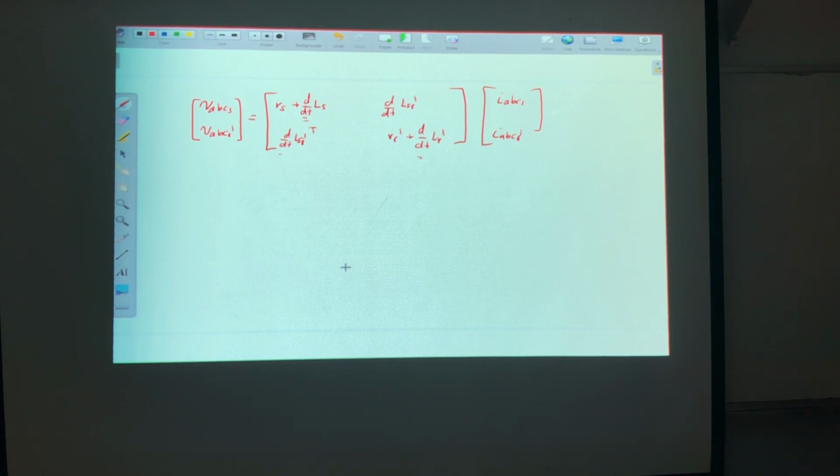For the mechanical part, I know J d omega by dt plus B omega must equal the summation of the torque, which is TE minus TL. Now the missing is TE. I need to find an expression to describe the electromechanical torque in terms of machine variables, which means the current and theta, or the flux and theta. But in general, we describe it in terms of the current, because we can measure the current. The flux is difficult to measure. Okay. How can we do that?